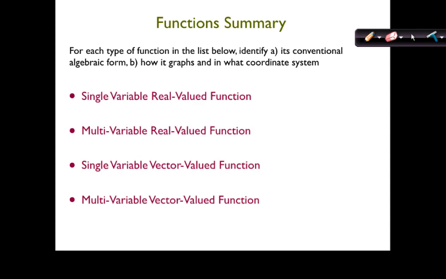So for each of the types below here, identify the conventional algebraic form. For instance, in this course, we've seen something like z is a function of x and y. That's what I mean by conventional algebraic form of a particular function. How it graphs, and in what coordinate system. So I want you to go through each of these, identify its common algebraic form, what it typically graphs as, and in what coordinate system it has that graph. So take a minute to do this, and definitely discuss if you need to.